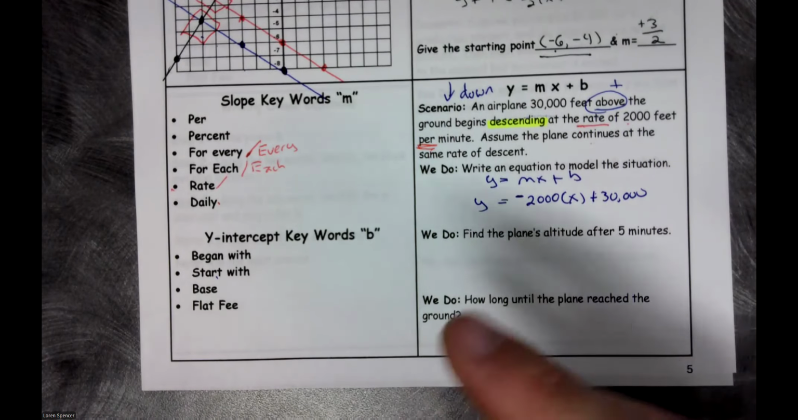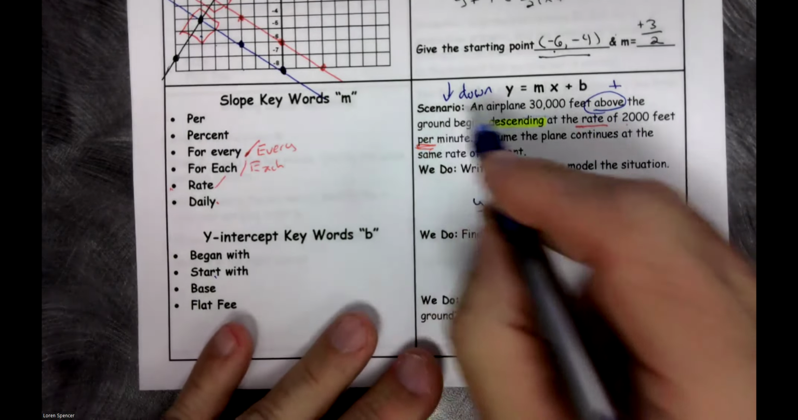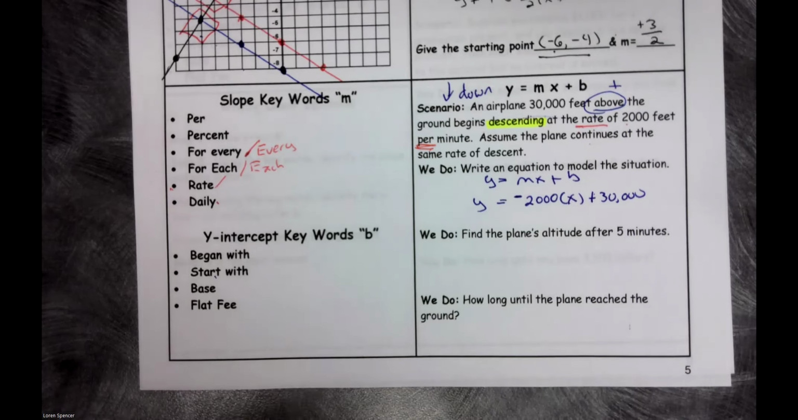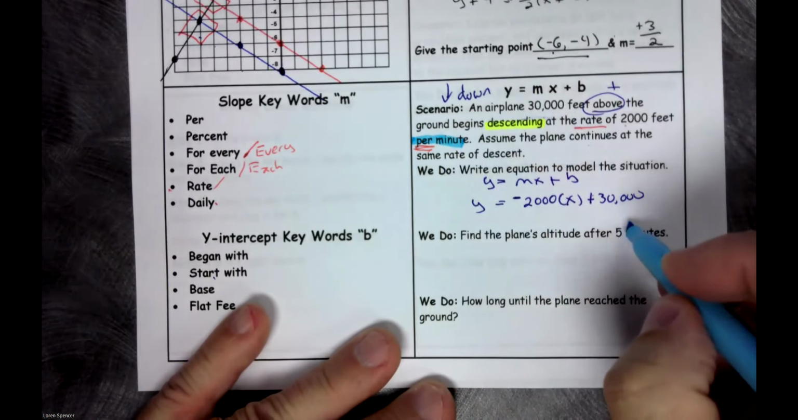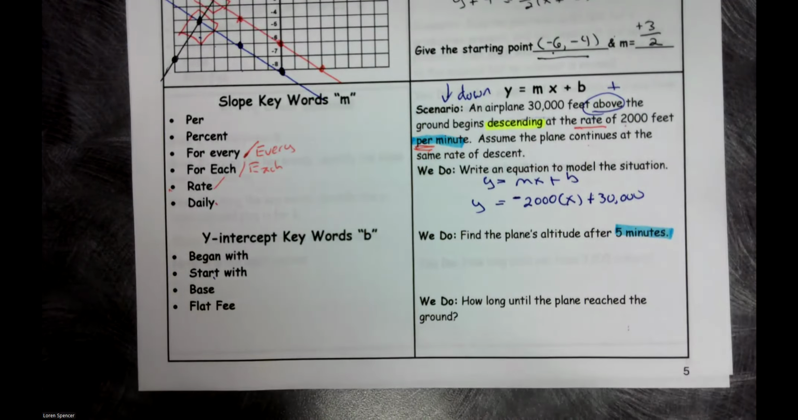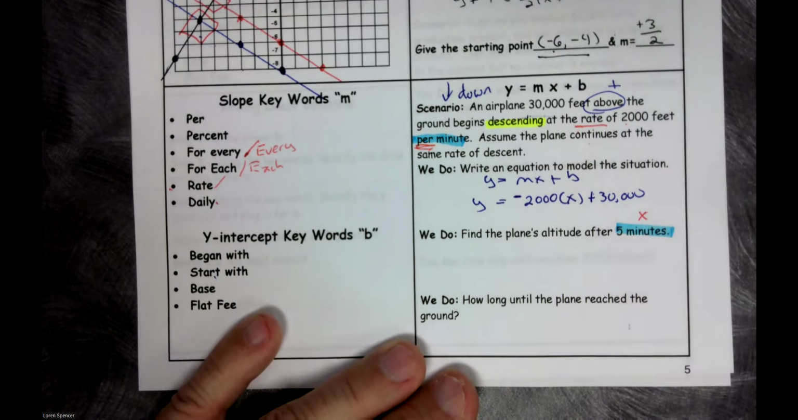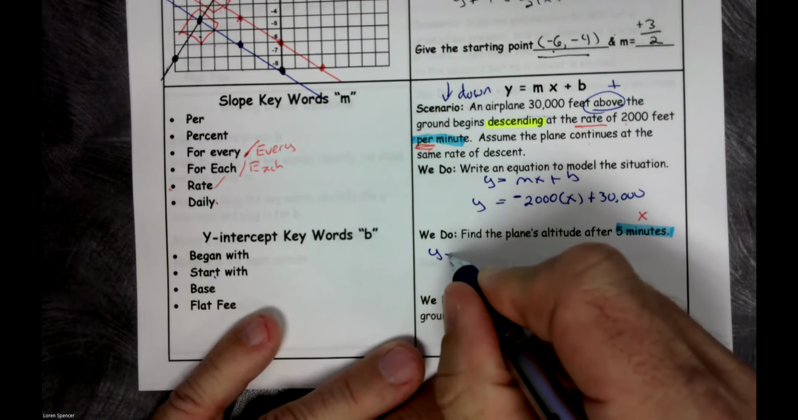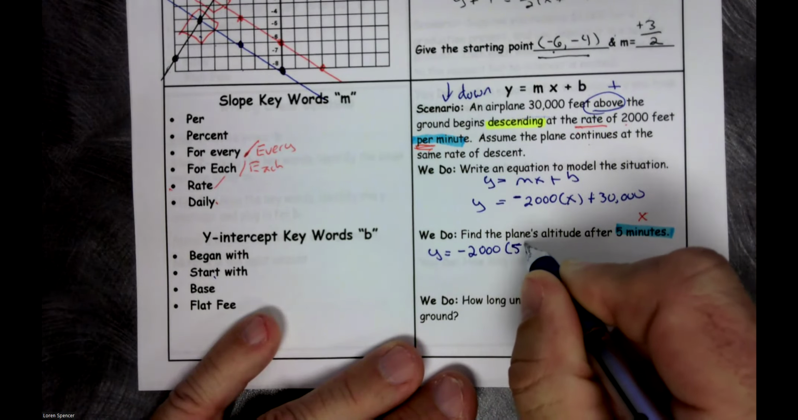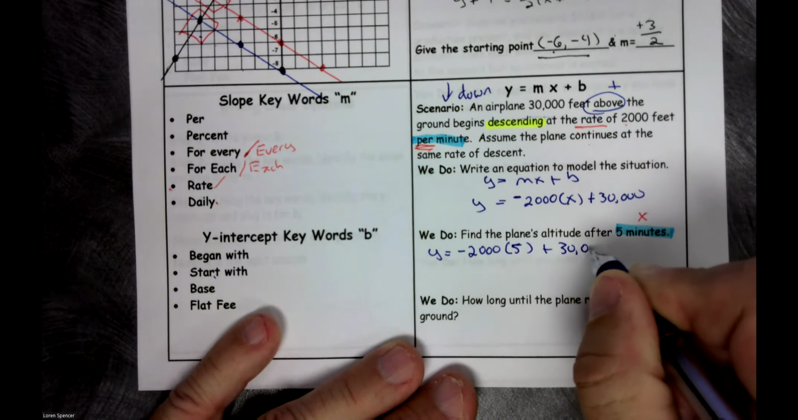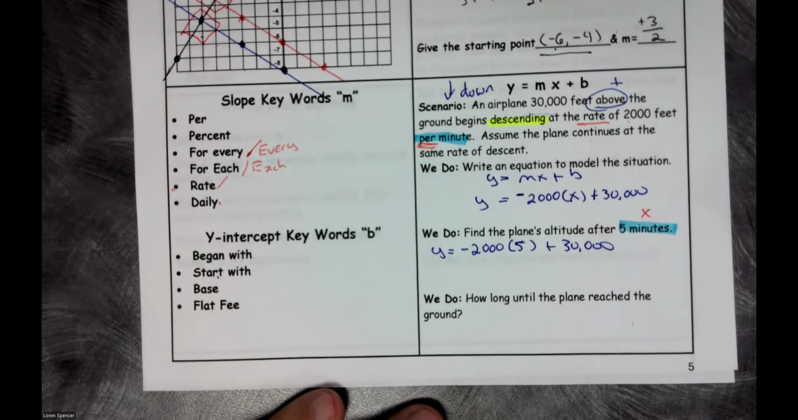That's awesome. Now it says find the plane's altitude after 5 minutes. Well, guess what? That 5 minutes time ties back to, here it says per minute. All right. So that 5 minutes happens to be our x value. So I'm going to be plugging this in for x. So I have y equals negative 2,000 parentheses 5 plus 30,000. I'm going to swap over to Desmos real quickly, and we'll solve it there.